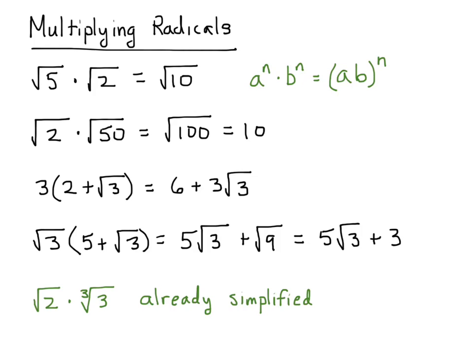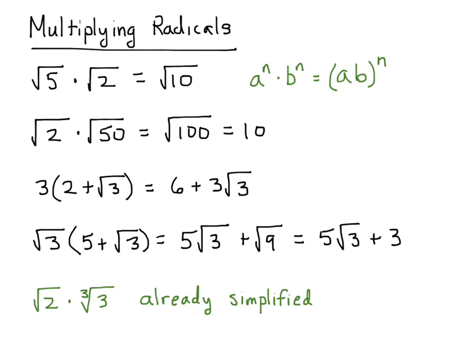The distributive property works exactly the same as you would expect, where you have 3 times 2 plus the square root of 3, so that distributes just like you would expect. 3 times 2 is 6, 3 times the square root of 3 is 3 times the square root of 3. And when you have something like the square root on the outside of the parentheses, it comes out to be 5 times the square root of 3, and then the square root of 3 times the square root of 3 is the square root of 9, which is 3. Or you can just look at it as the square root of 3 times the square root of 3 equals 3.